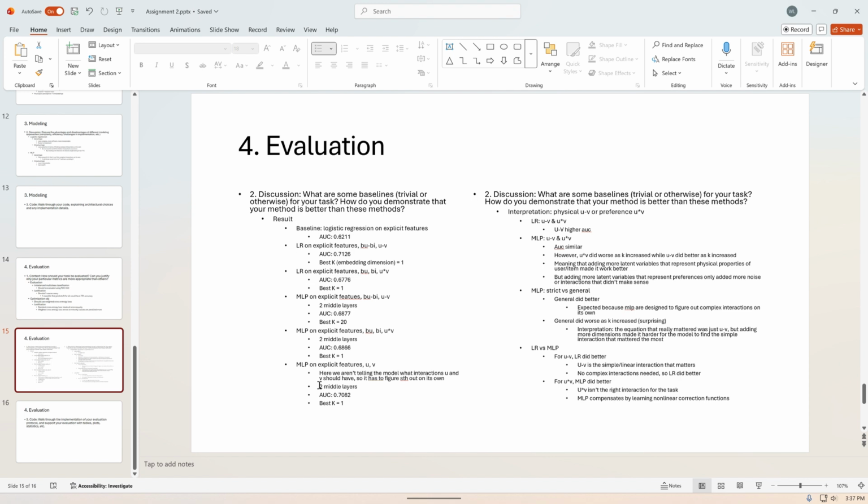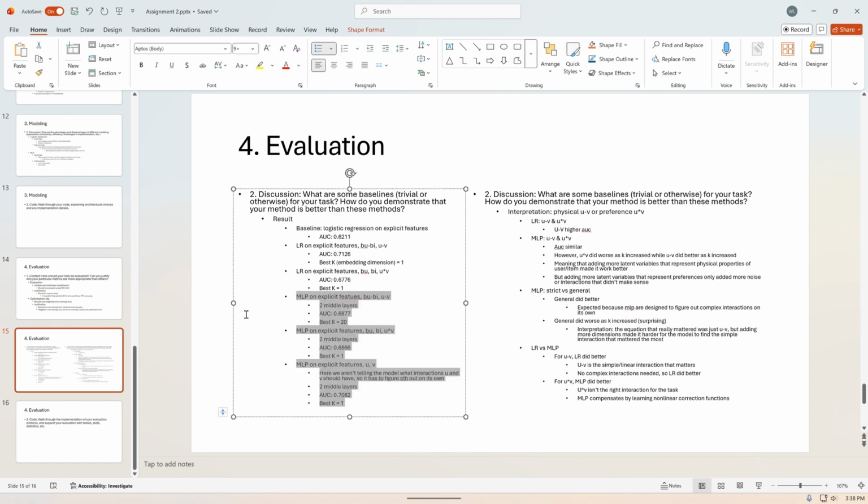So we implemented in total 6 models. The baseline is the logistic regression on explicit features. The result was 0.6211. And then we had 2 more logistic regression models. One is trained on explicit features plus U minus V. So that's 0.7126. And the best embedding dimension for that was 1. And then another LR on U times V. This time the result was 0.6776. Best K was still 1.